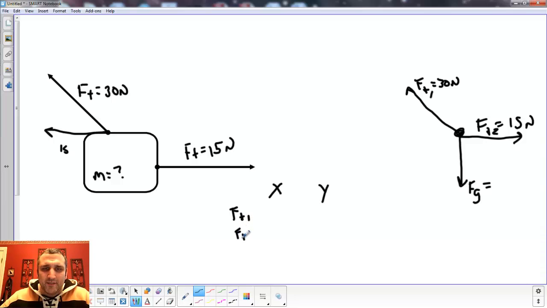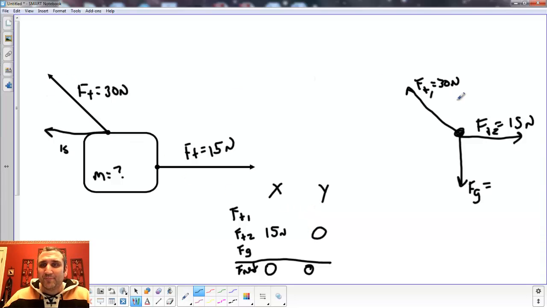FT1, FT2, FG, FNet. 2, 0, 0. I know that force of tension 2 is exactly positive 15 newtons, which means the force of tension 1 and 0 in the y, which means the tension on this thing must be negative 15 newtons. See where I'm going with this?